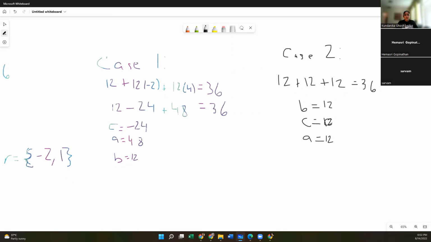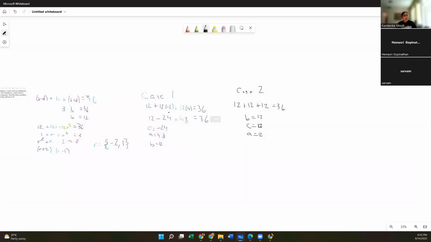All right, so actually what happens is if you plug in either of these, they both work. So you can put either of these as the answer for this problem. And then did it also ask you to find the common ratio and the common difference? It just said find the three numbers given that they add up to 36. Okay, perfect. So then here you go. Your three numbers in this case are all 12. And then in this case, they're negative 24, positive 48, and positive 12.